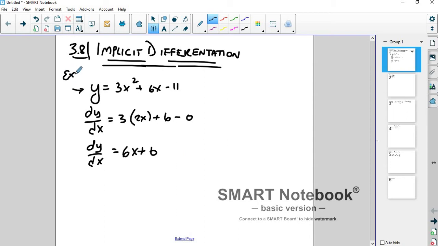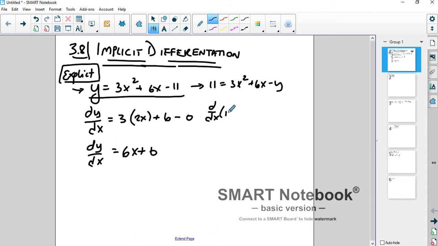This is the explicit idea, but the truth is that this y doesn't have to be over here by itself. Right? We could have, say, 11 equals 3x squared plus 6x minus y, for example. That's the same expression, just in a different order. And then because of the way derivatives work, you can take the derivative of every single piece, because the derivative rules for sums and differences say that you just take the derivative of each piece.